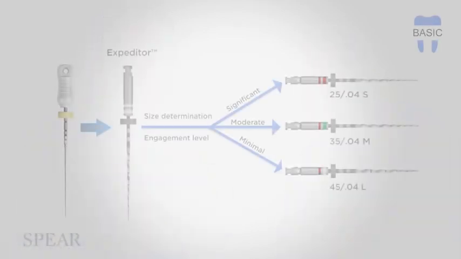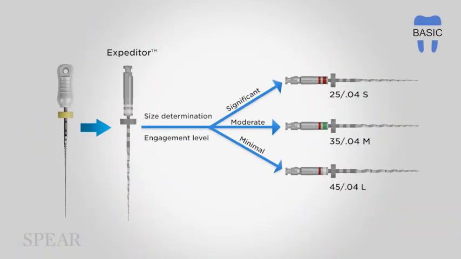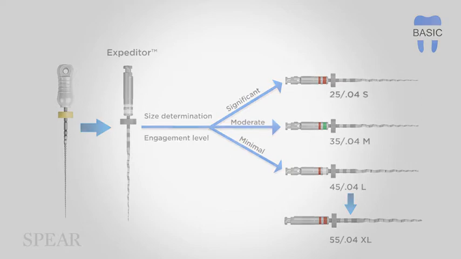For that, we have an additional ESX finishing file, which is the extra large file, and it's a size 5504. Some of the central incisors and so on will end up being a 5504, but we want you to go in through the expediter through a 45 first, and then if you still see a lot of tissue on your flutes, then you have the option of going to a 55.